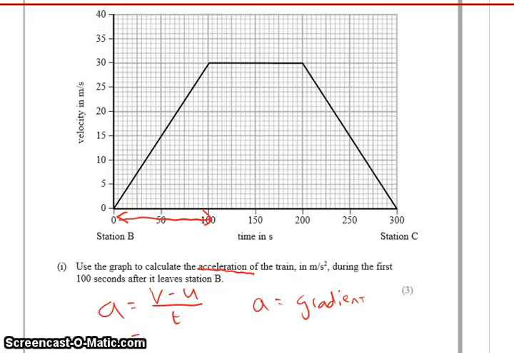What's the change in velocity? Well, the train has gone from 0 to 30 meters per second, so therefore the change in velocity is 30, and it's happened in 100 seconds. So if we do 30 divided by 100, then we get 0.3, and the units meters per second squared.